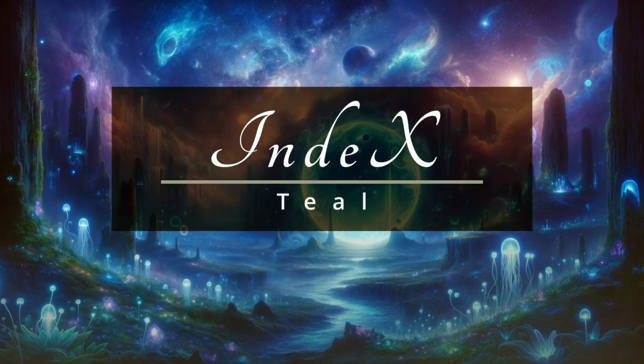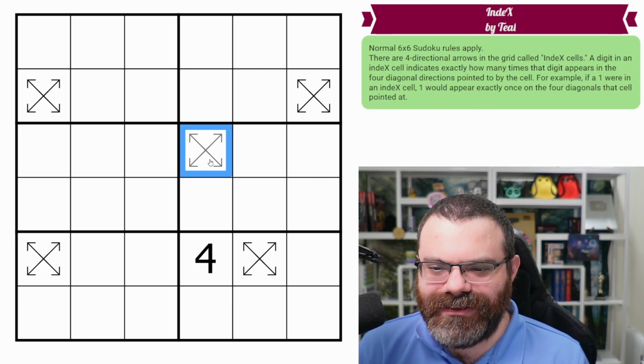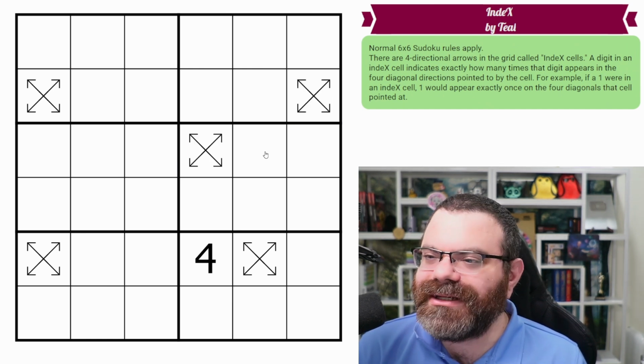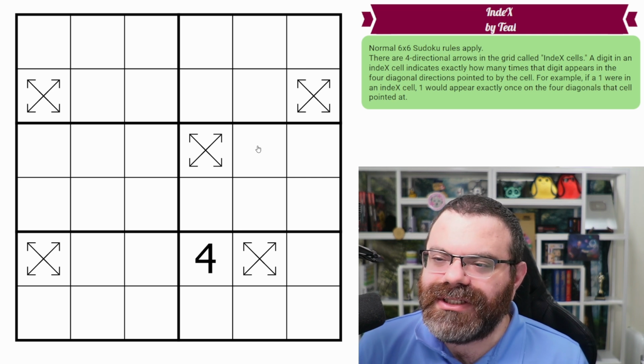Hello, let's continue our Sudoku adventure with IndeX by Teal. So we have a creative constraint from Teal here. I haven't seen it before. I don't know if Teal invented it for this puzzle or not, but it looks pretty interesting. So let's go over the rules.